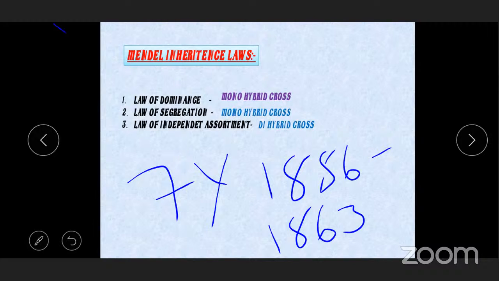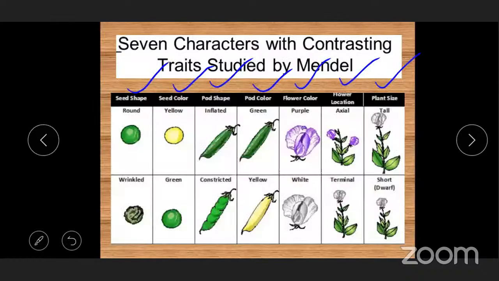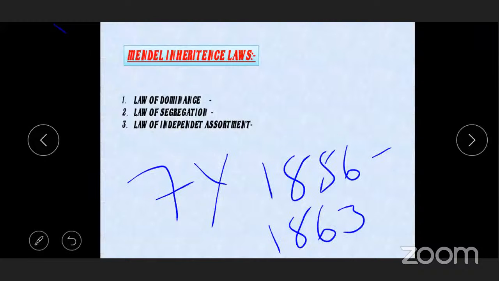He conducted hybridization experiments on the garden pea plant for 7 years. How many sets of characters did he observe in the pea plant? 7 sets, or 7 pairs of characters. These seven sets are known as pure breeding traits.